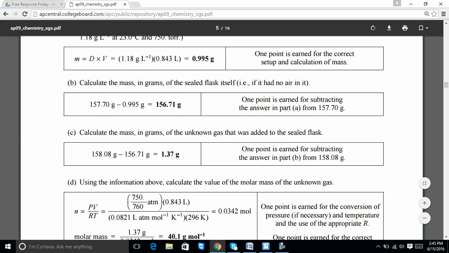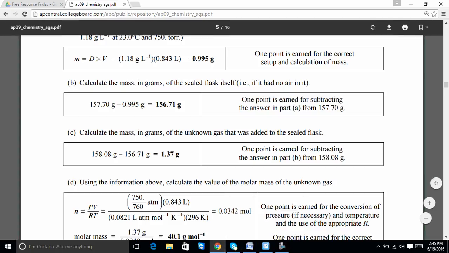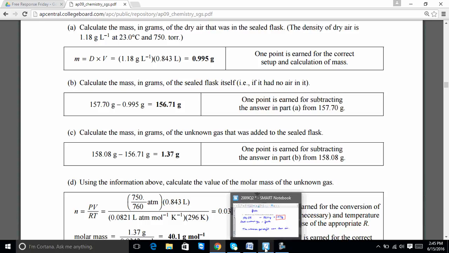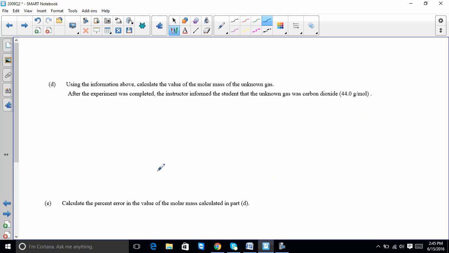Now here's where it gets tricky, and you're going to see that I do things a little differently, but it doesn't matter. You just have to get the right answer. I don't actually mind the way that they do it, and also these formulas are on your sheet. So, next page: using the information above, calculate the molar mass of the unknown gas. Now here's kind of the thought process.